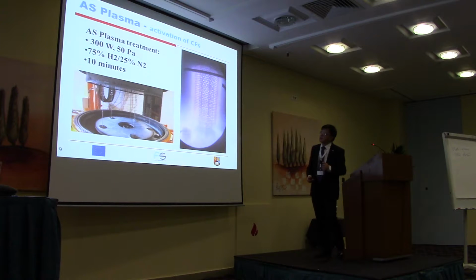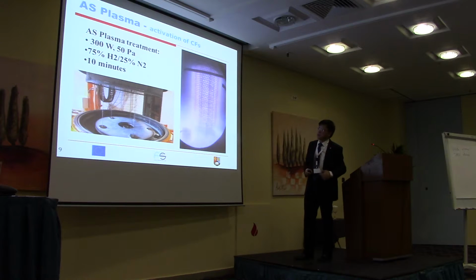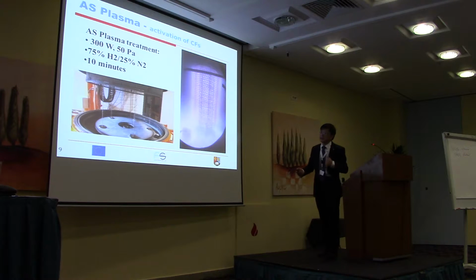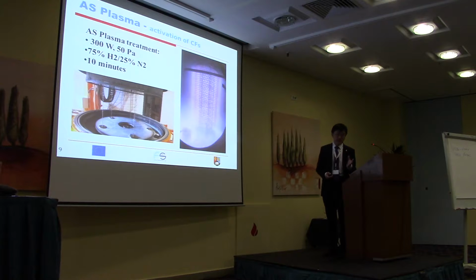Here I'll just give you an example. We use active screen plasma, and the gas we use is 75% hydrogen and 25% nitrogen. Of course, we also use some other gases; here I just give you an example. The treatment time could be from a few minutes to half an hour, normally no more than half an hour.